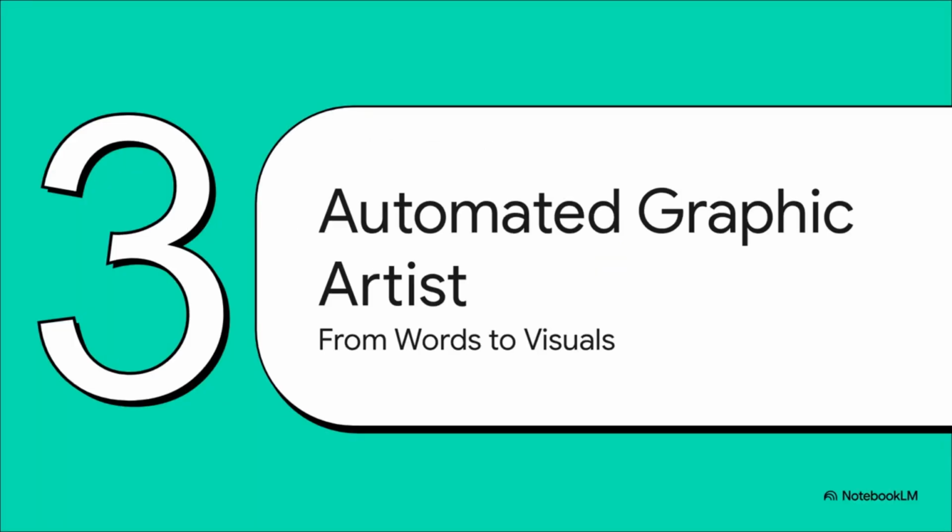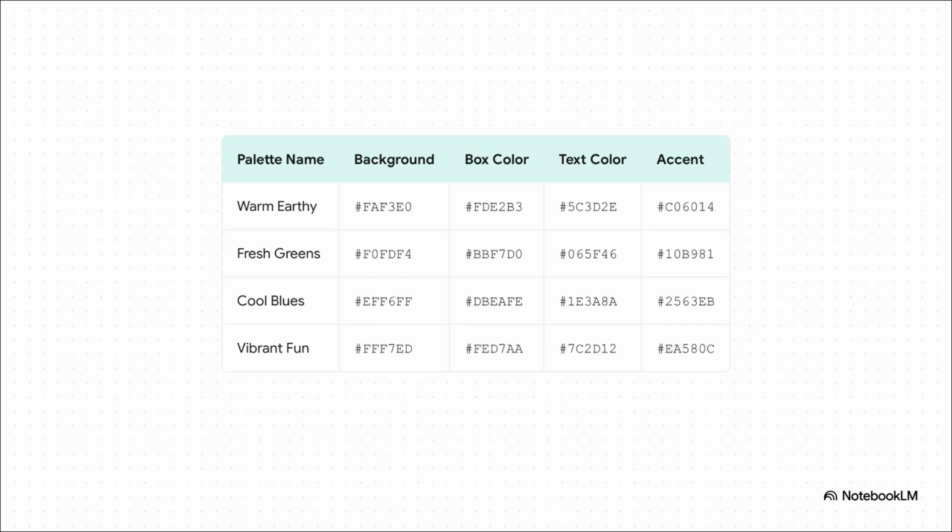So, with all our text strategy in hand, the little content packets move on down the assembly line to the next big station, the graphic artist. This is where the Python script, using the amazing Pillow library, transforms all those words and ideas into an actual visual product. Now, before our automated artist can start painting, it needs a palette.